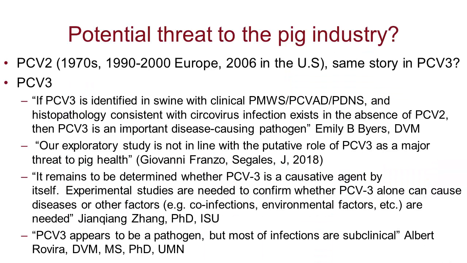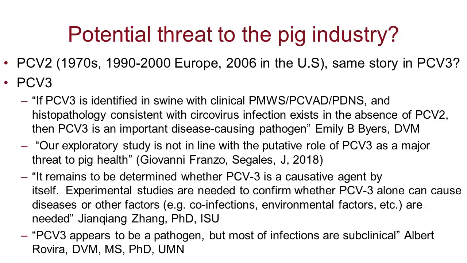So now the big question in the industry is, is PCV3 a real threat to our pig industry? So think about PCV2 about 40 or 50 years ago. It was found at a very early time in the 1970s, and then it spread out in Europe and caused problems in the 1990s to 2000, and later on came to the US in 2006 and 2007 and caused a huge economic impact in our swine industry. So will the same story happen with PCV3?